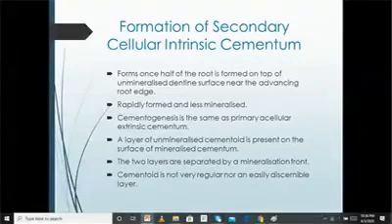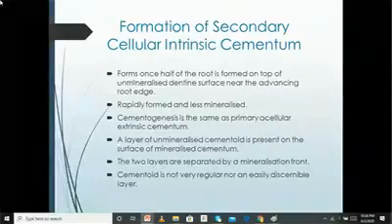In the last lecture we covered the cementogenesis for primary cementum, and today we are going to talk about the cementogenesis for secondary cementum. Secondary cementum is also called the cellular intrinsic fiber cementum, and it is present from the middle third till the apical third of the root, and its function is adaptation.